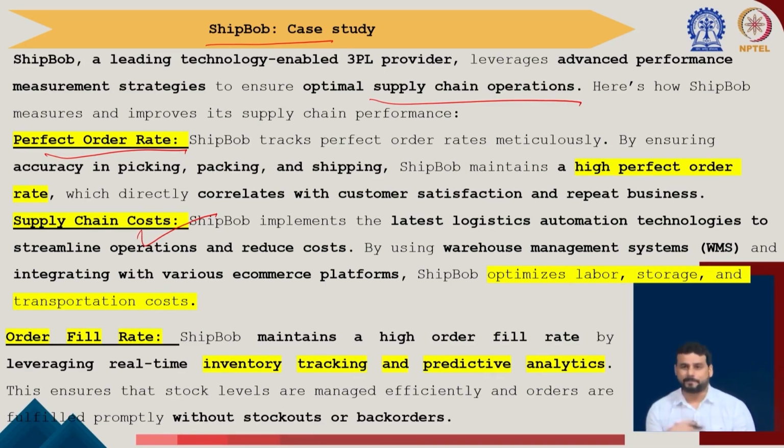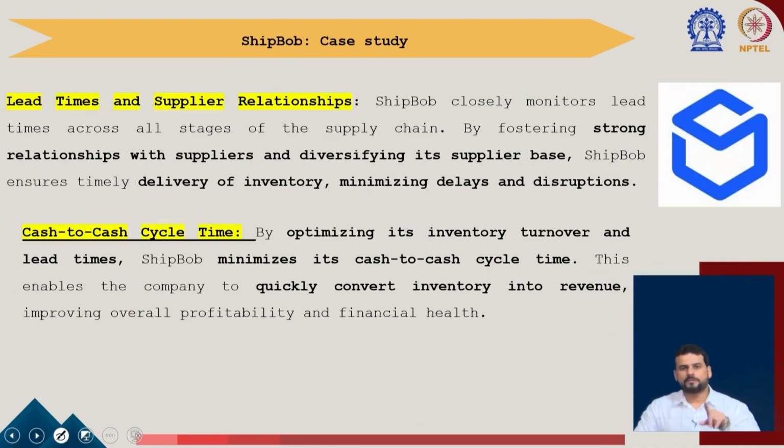They went for updating their warehouses, where they implemented a warehouse management system. They optimized labor and storage and transportation cost as well. Order fill rate, how we can maximize this, so that we should not say no to our customer. That will only happen when you are implementing predictive analytics, your software, to address the demand accurately. You should not stock out, you should not be maintaining excess inventory. Lead time, and then supplier relationship. Lead time you can only minimize when your suppliers are sitting very next to you. So that means whenever it is required you can implement that.